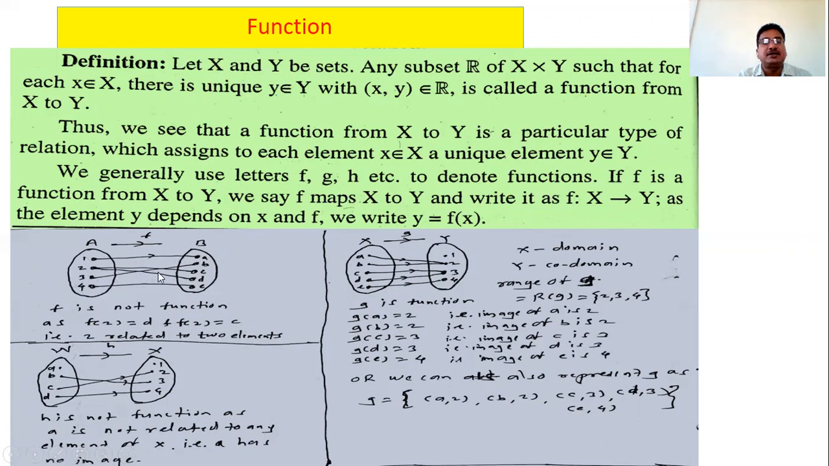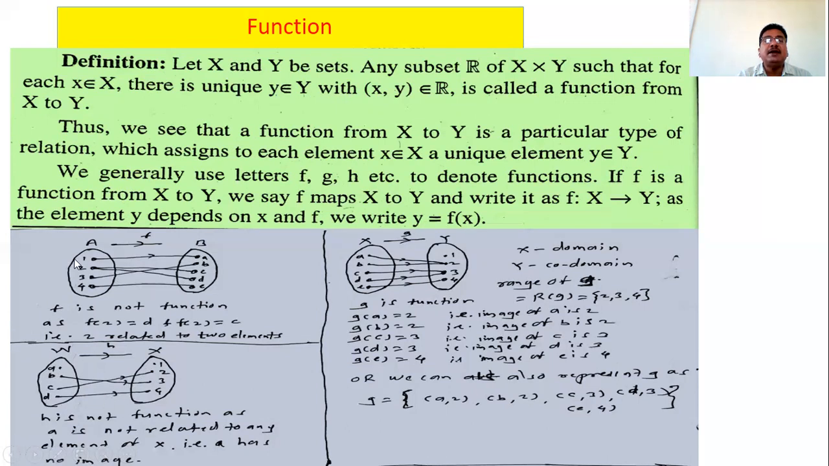It is not a function. If we observe this example, the unique condition is satisfied. Here is the set W to X, this relation denoted by H, and under this relation, B is related to 3, that is only one element. C is related to 2, that is only one element. D is related to 4, that is only one element. That is, the unique condition is satisfied in this relation.